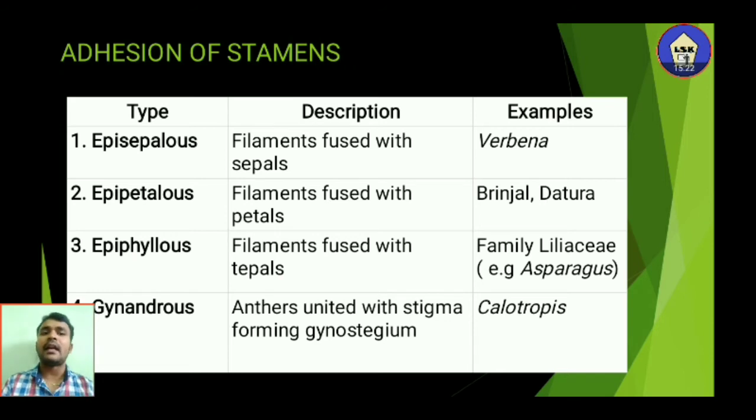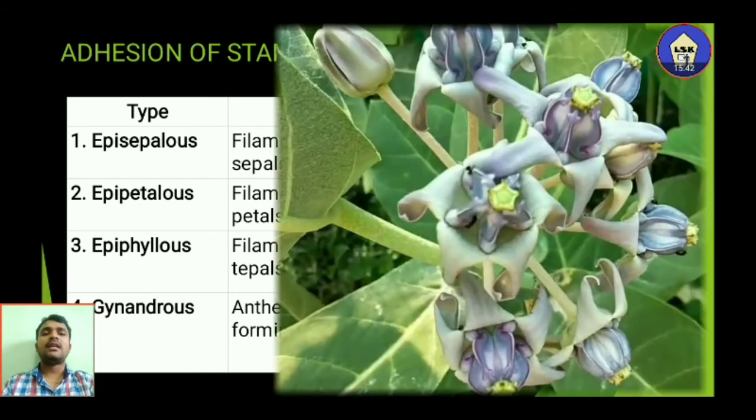Gyno represents the gynoecium, the female reproductive part. And here the androecium, particularly the anther, is attached to the stigma. That leads to the formation of the gynostegium, and the condition is called gynandrous. It is most commonly found in plants such as Calotropis. This is a photograph of a Calotropis flower.